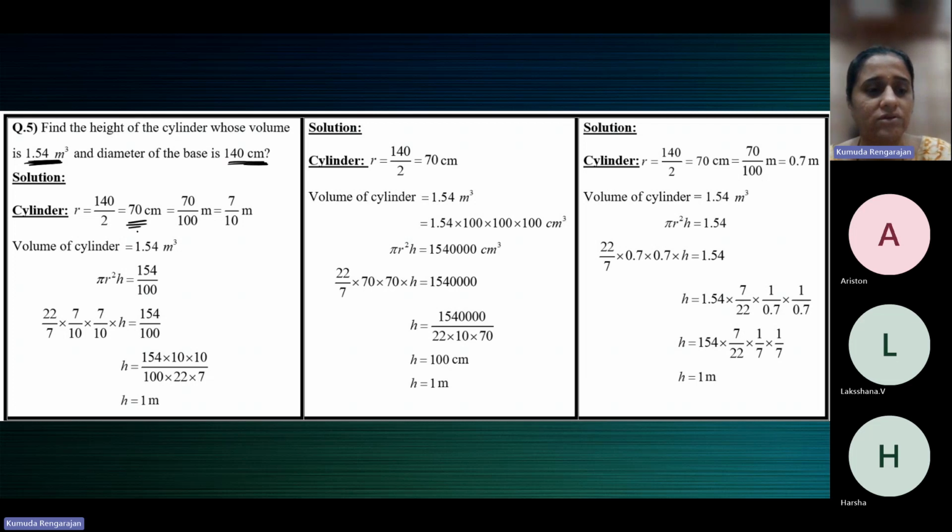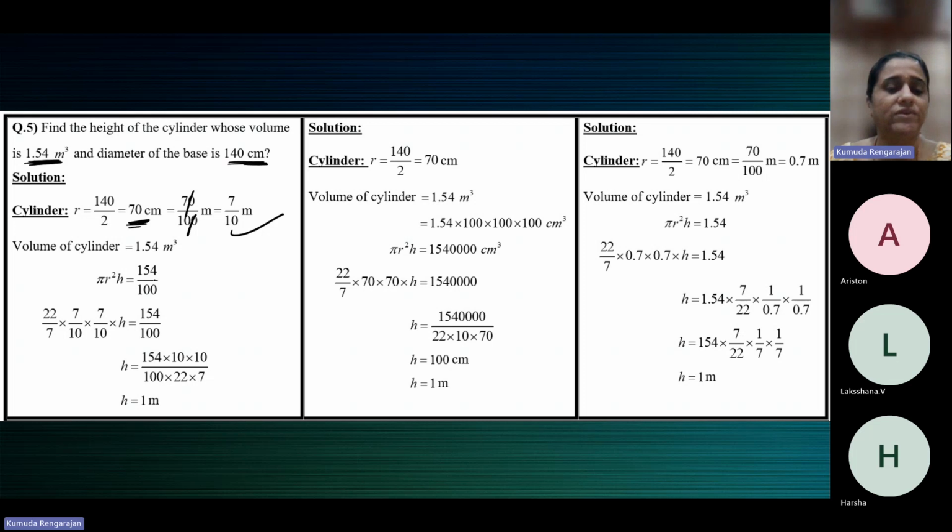So what we do here is 70 centimeters. To convert centimeter to meter, 70 by 100. So 1 0 and 1 0 cancel, so 7 by 10 meters. Now the volume of the cylinder, pi r square h, is 1.54 meter cubed.